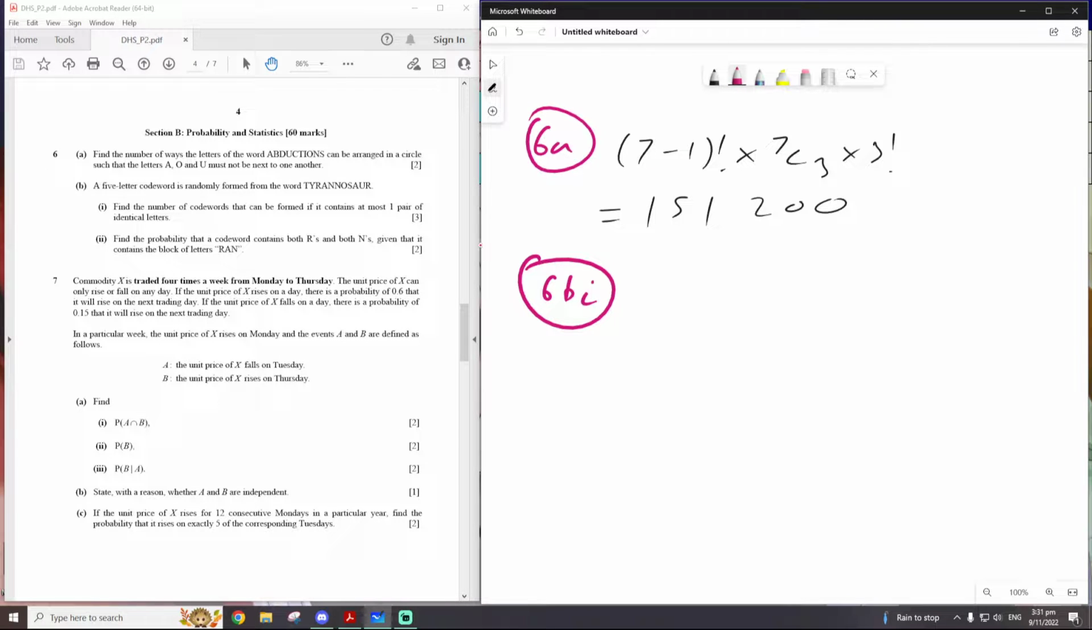A 5-letter code word is formed from TYRANNOSAUR. Find the number of code words that can be formed if it contains at most one pair of identical letters. So if I just write down the letters, we get A, N, N, O, R, R, S, T, U, Y. So there are 2 possible cases. The first is that they are all different.